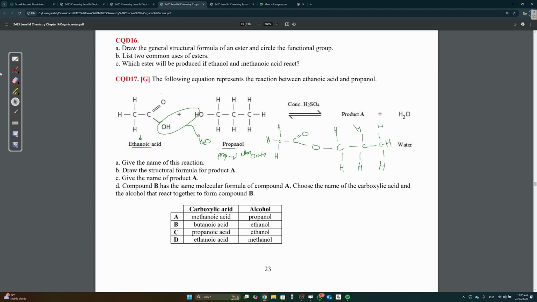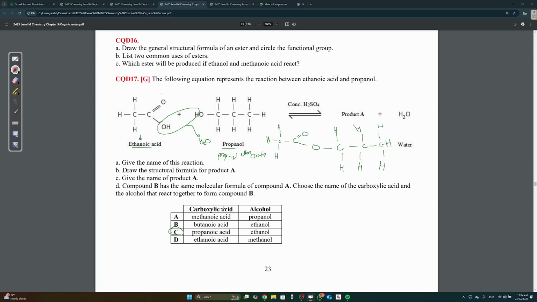Part D. Compound B has the same molecular formula as A. Choose the name of the carboxylic acid and alcohol that react to form compound B. Like I told you, propyl ethanoate, right? You can just swap and use propanoic acid and ethanol. That works, right? But in the exam, sometimes they don't just swap them.